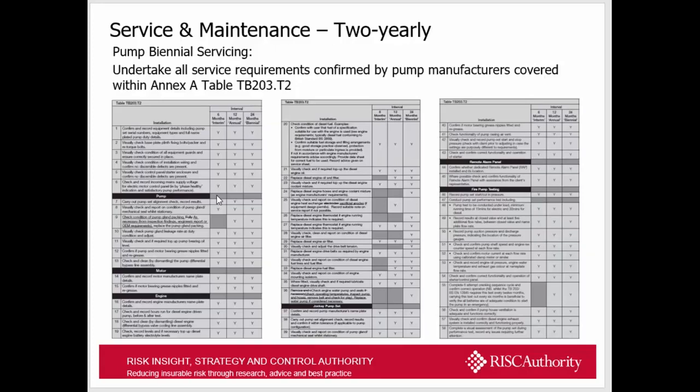Obviously we've covered earlier in the slides every 6 months. We've also covered every 12 months, and now we're talking a biennial servicing requirement. And this is covered in Annex A, Table TB 203, Table 2. And as you can see, there are various different disciplines, some applicable on the 6 months, some applicable on the 12 months and 24, but some aren't. But obviously after 24 months, there are more service requirements and checks to be undertaken on the fire pumps, and these are normally done by the sprinkler contractor, or they employ a specialist pump manufacturer to undertake these requirements.